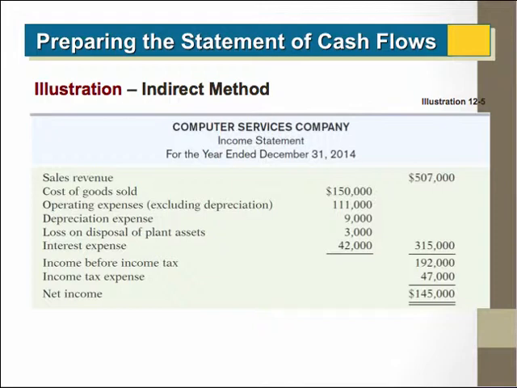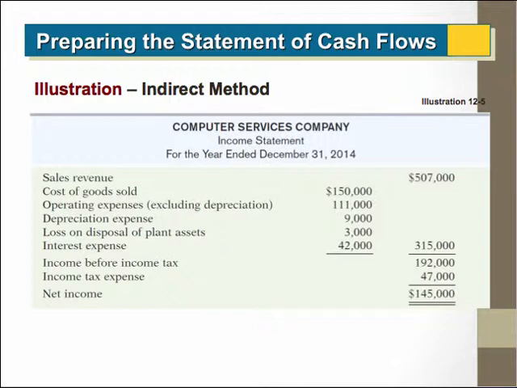We take a look at depreciation. Depreciation is a non-cash transaction. Yes, we use cash to acquire the asset, but as we're using the asset, we are not using cash to generate depreciation expense. The journal entry for depreciation expense was debit depreciation expense, credit accumulated depreciation. So when we start with net income, we have to add back depreciation expense because there was no cash used to generate the expense.